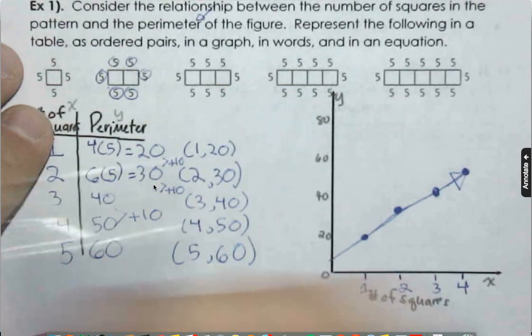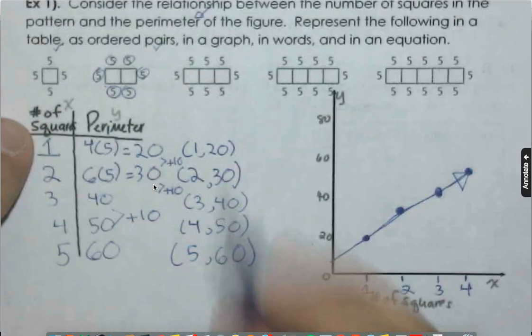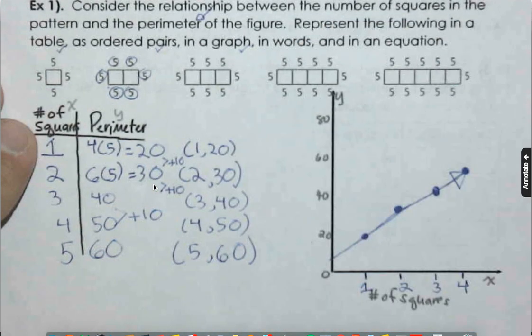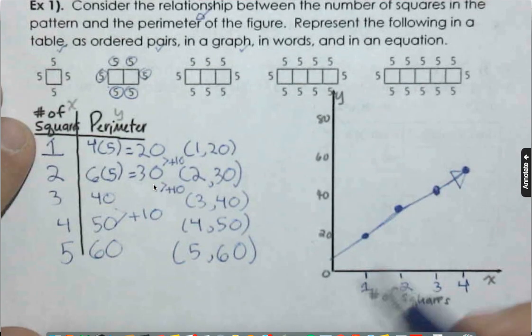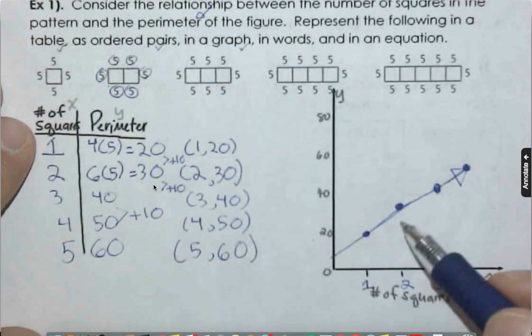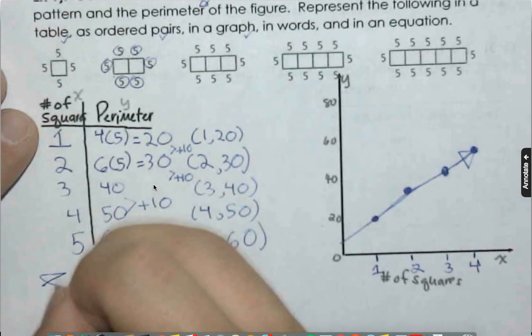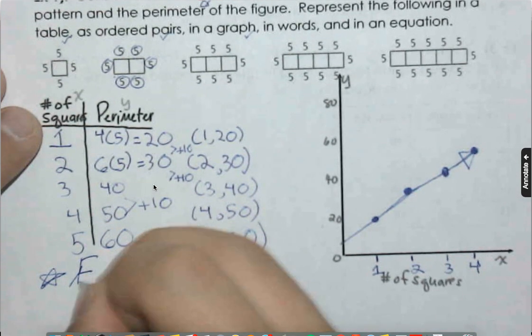And so what do we need to do? We filled in the table, that's done. We did ordered pairs, that's seen here. We graph this. In words, we can say that this is going to continue to add 10 to the perimeter. So each square adds 10.